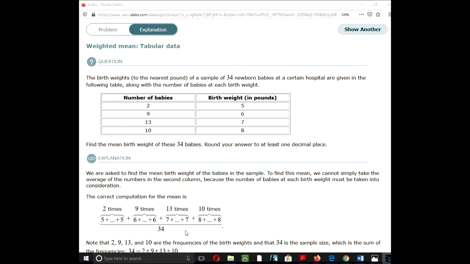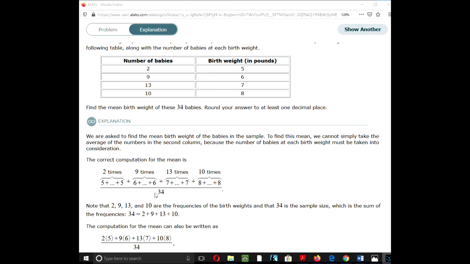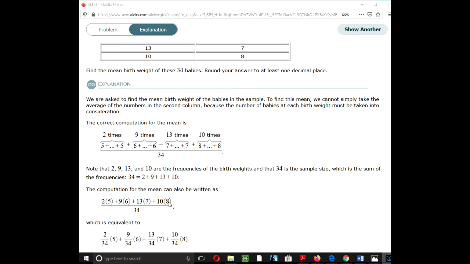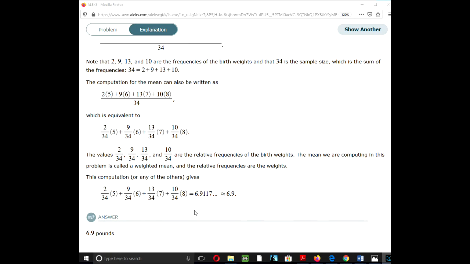So once you get all those numbers together, add up all those numbers or multiply them, however you want to do it. Clearly, if you have 10 babies and they each weighed 8 pounds, that would automatically give you 80 pounds. So you would have to add up all of those numbers and then divide by 34. The reason you're dividing by 34 is because you have 34 babies. Once you divide, that will give you the mean, which is 6.9 pounds.